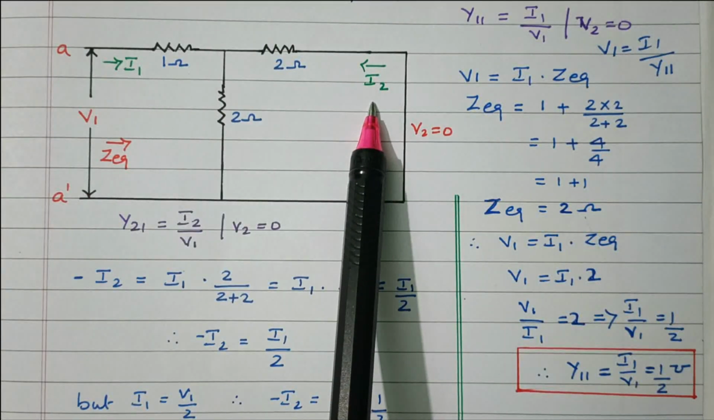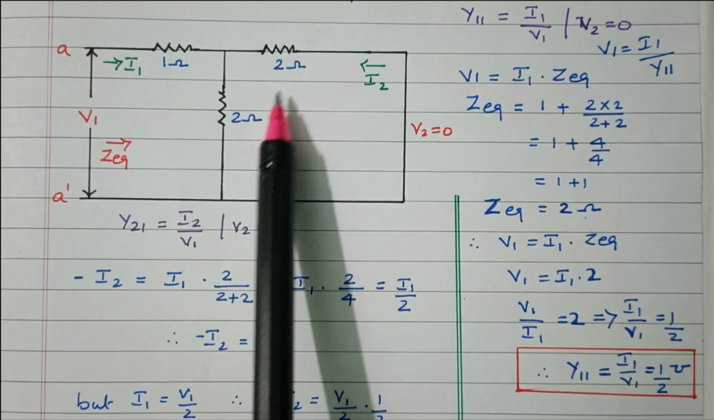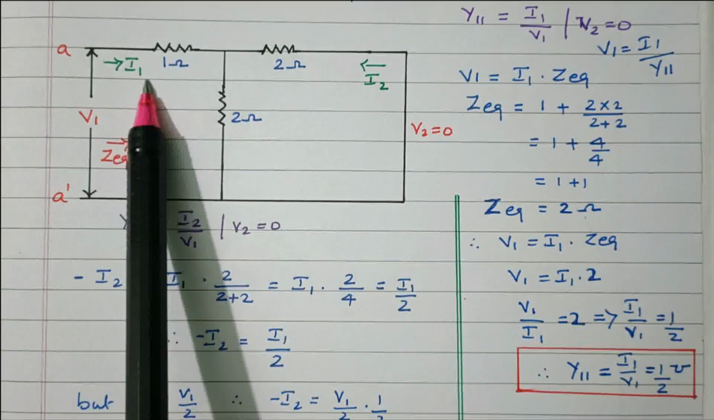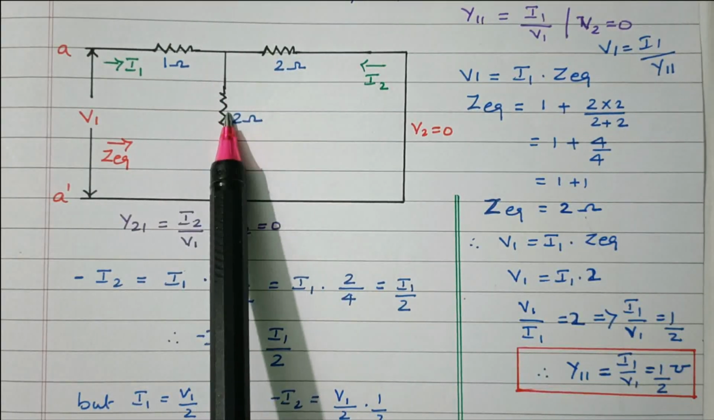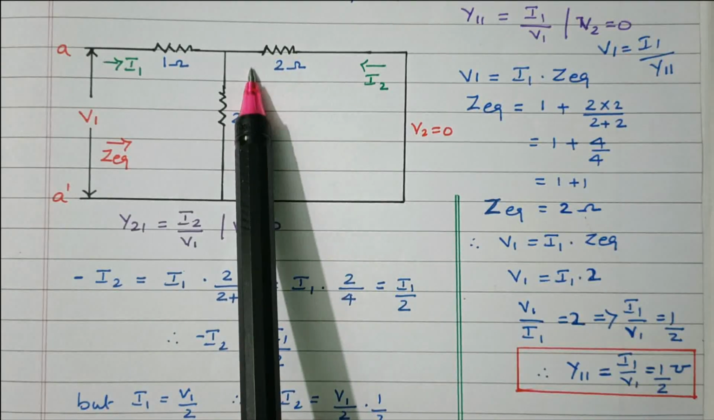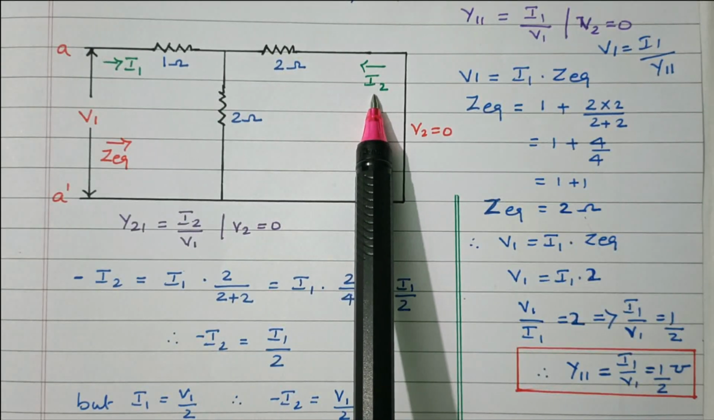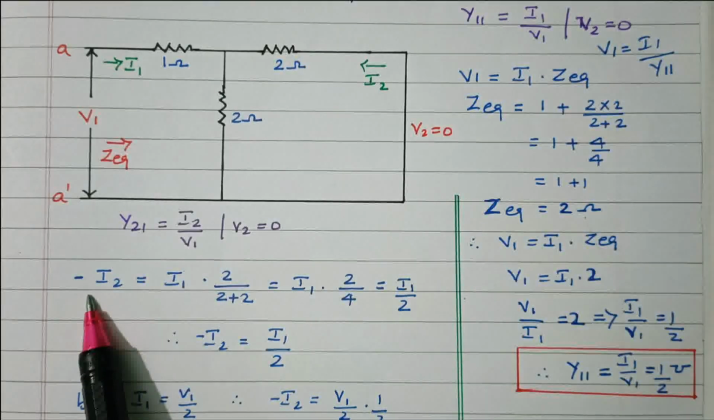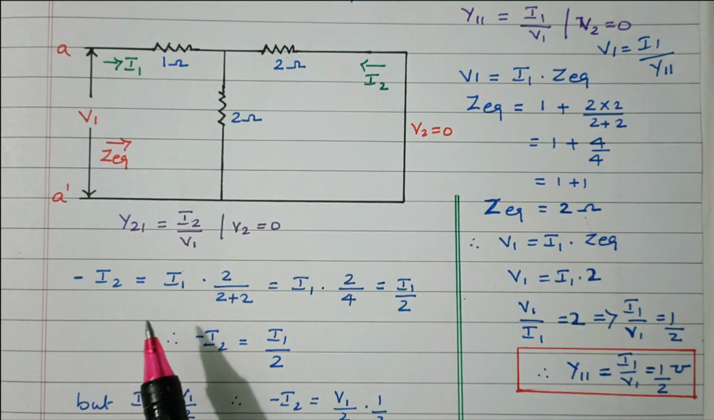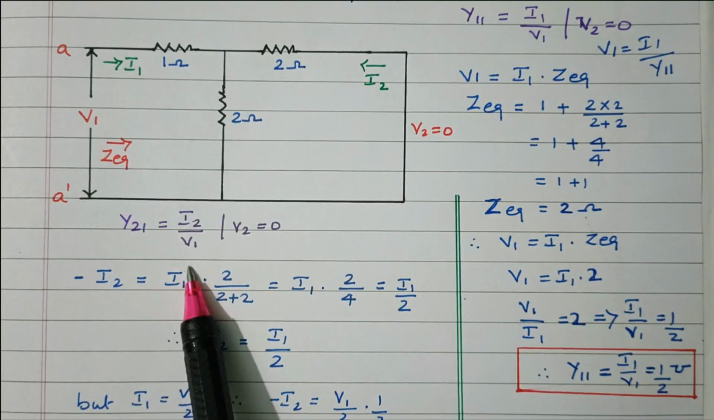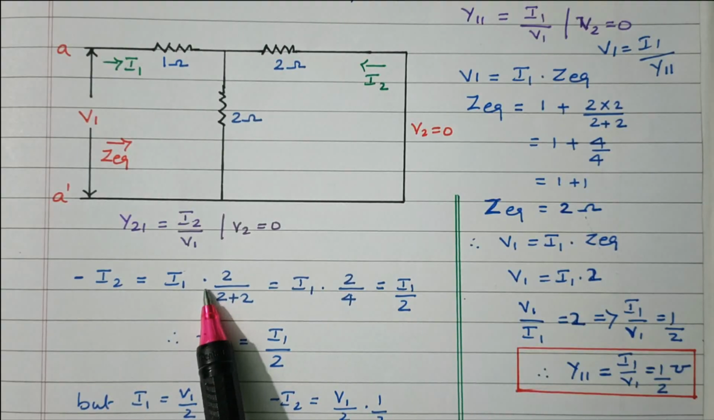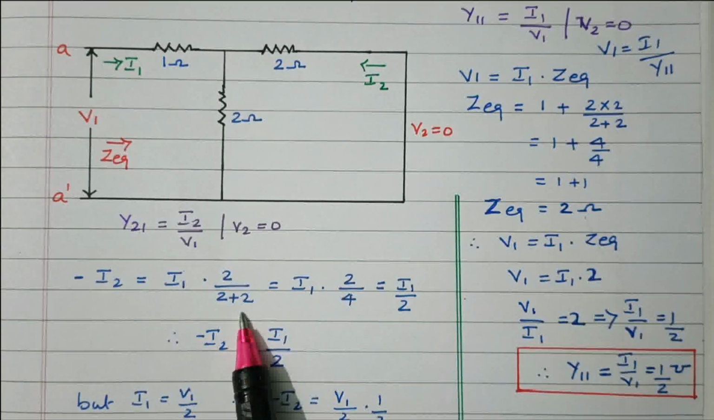So the I2 value can be calculated by using the current divider rule. I1 current is flowing through 1 ohm. At this point the current is diverted. By using the current divider rule, we are able to find I2 flowing in the opposite side, so that is minus I2. What is the current divider rule? The total current multiplied by the other branch resistance, divided by the total resistance.